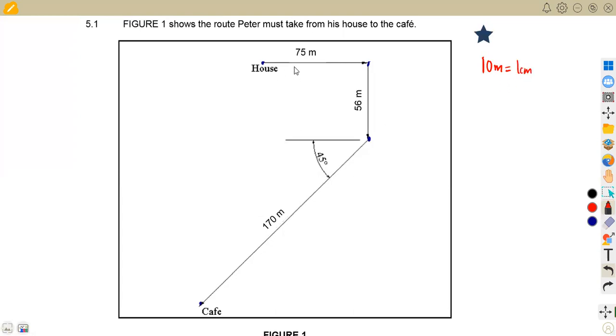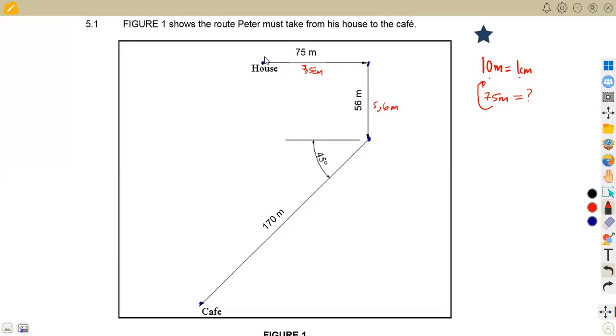So when you are to draw 75 meters, this line is just a normal horizontal line. You draw your horizontal line. That will be 7.5 centimeters. Remember, we said 1 centimeter is 10 meters. So if it is 75 meters, you're going to divide 75 by 10. That's 7.5 centimeters. The same on 56, you divide by 10, so it's going to be 5.6 centimeters.